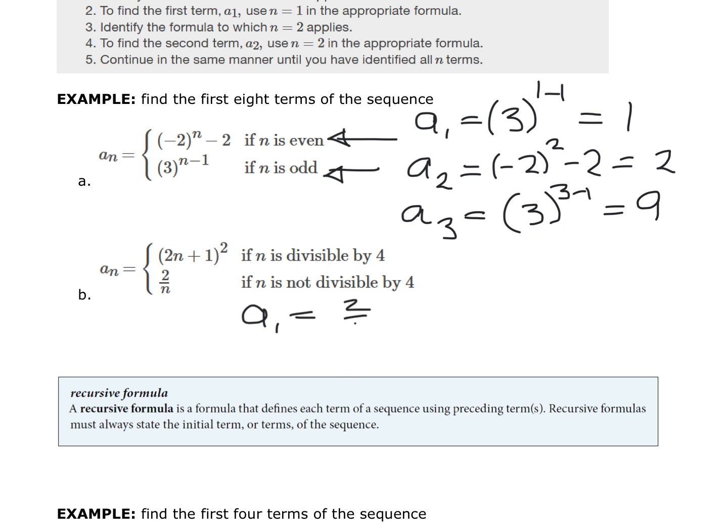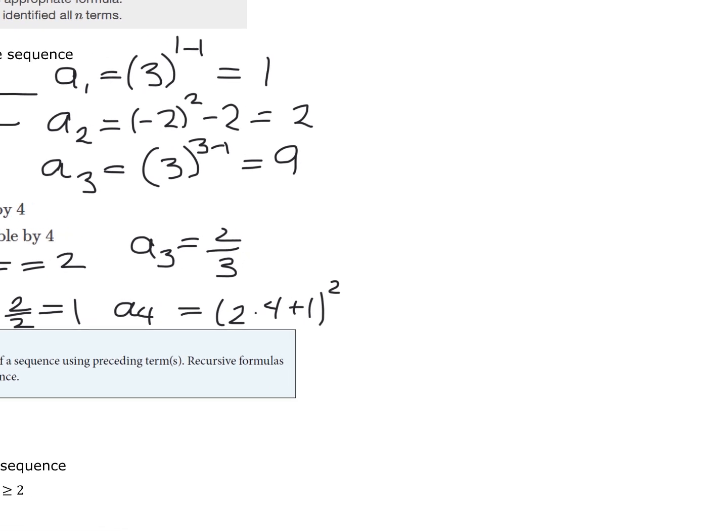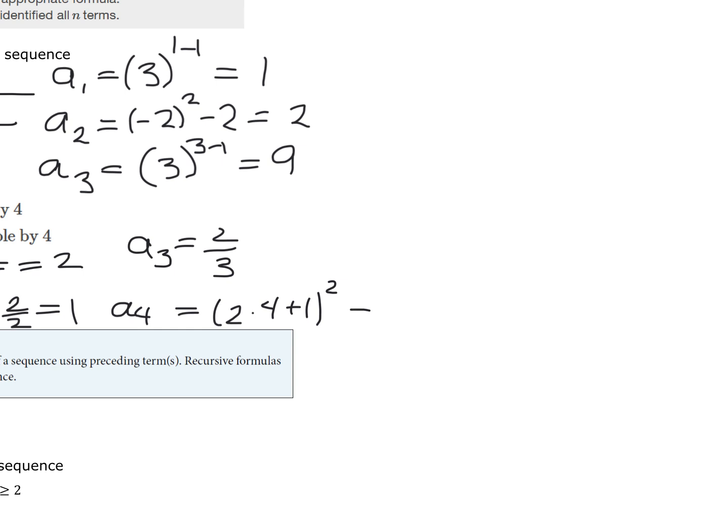So I'm going to have 2 divided by 1, which is 2. And then a sub 2, again, 2 is not divisible by 4. So I have 2 divided by 2, which is 1. A sub 3, 3 is not divisible by 4, so it's going to be 2 divided by 3. And then 4 is finally divisible by 4, and so I get to use the first piece. This will be 2 multiplied by 4 plus 1, the quantity squared. So I have 8 plus 1, which is 9, squared is 81. And I would continue in that manner.